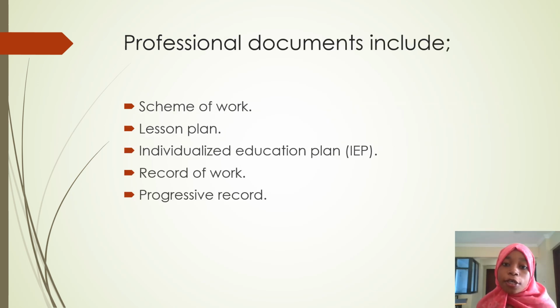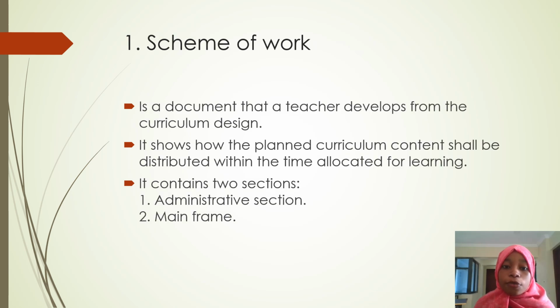We are going to look at different professional documents, which are: number 1, the scheme of work; number 2, the lesson plan; number 3, the individualized education plan; number 4, the record of work; and number 5, the progressive record. Let's start with the scheme of work. This is a document that a teacher develops from the curriculum design. It shows how the planned curriculum content shall be distributed within the time allocated for learning.